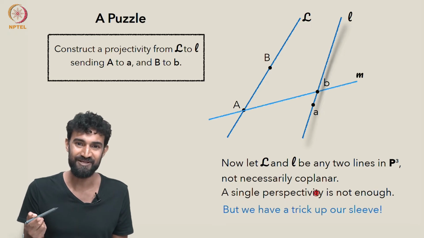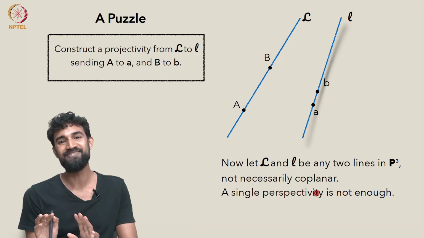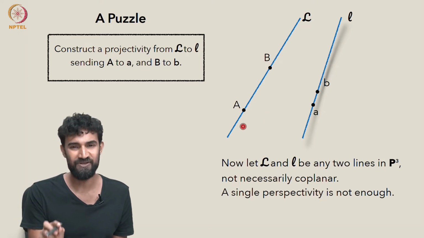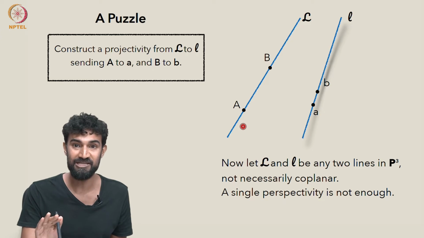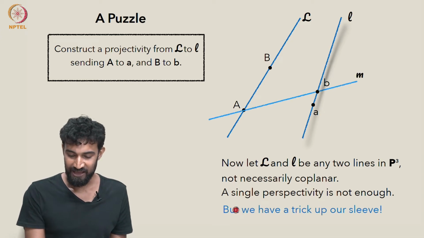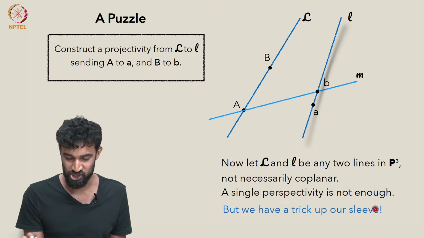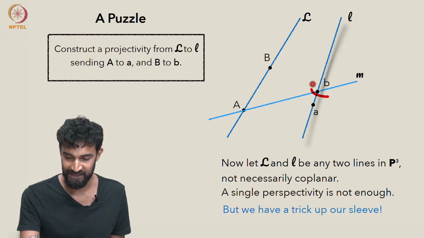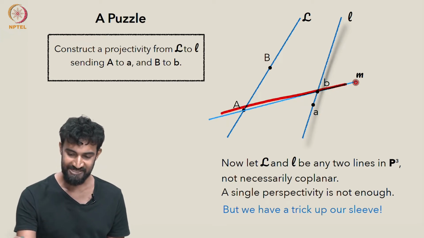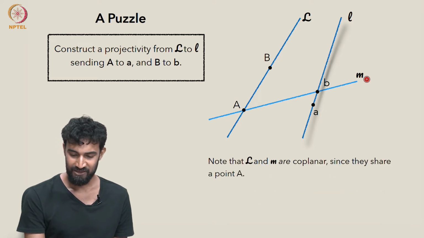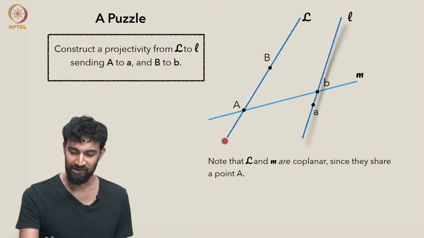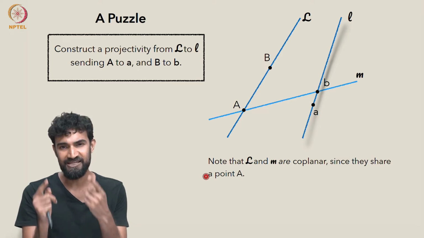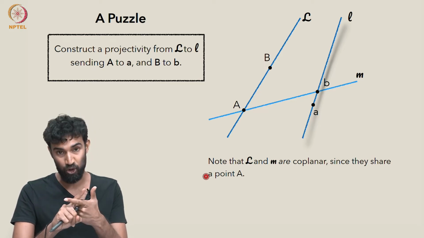So this example gets a little more interesting. So again, I would say I just gave you a hint, but pause the video and see if you can do it yourself. Once you've given it a shot, we can continue. So let's see how this is done. And we can actually have a little trick which will help us, which is to draw an intermediary line M containing capital A and little b. Once we have this intermediate line M, the reason this is helpful is that capital L and M are now coplanar because they share the point A. Any two lines that share a point are guaranteed to be coplanar.